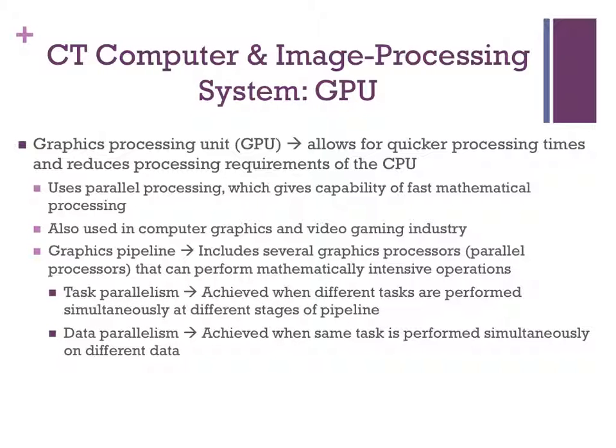A normal GPU uses parallel processing, which gives capability of fast mathematical processing. One of the main features of the architecture of the GPU is the graphics pipeline. This includes several graphics processors, also known as parallel processors, that can perform mathematically intensive operations. It decomposes graphics computation into a sequence of stages that explores both task parallelism and also data parallelism. Task parallelism is achieved when different tasks are performed simultaneously at different stages of the pipeline. And data parallelism is achieved when the same task is performed simultaneously on different data.